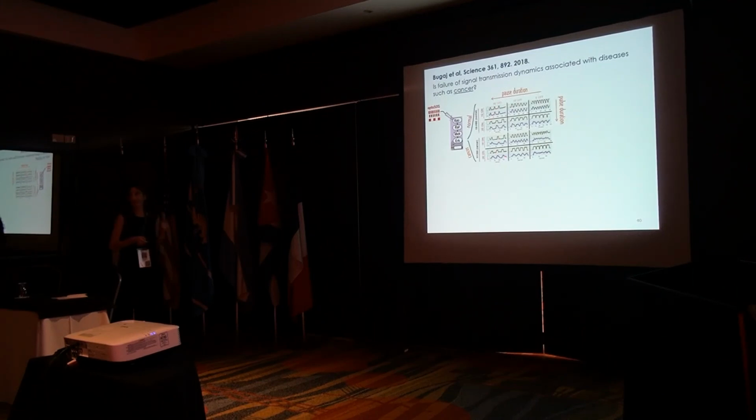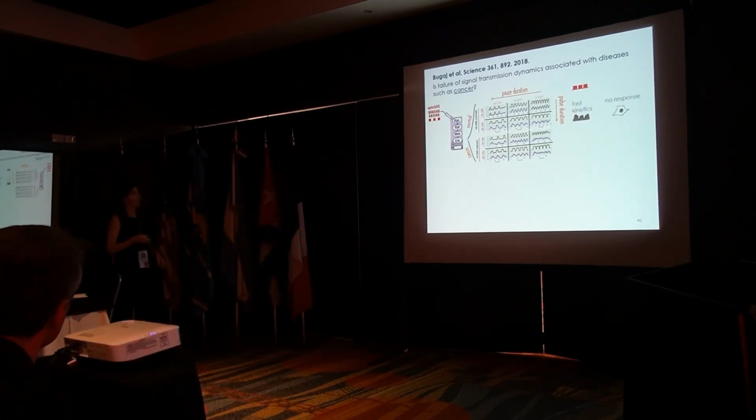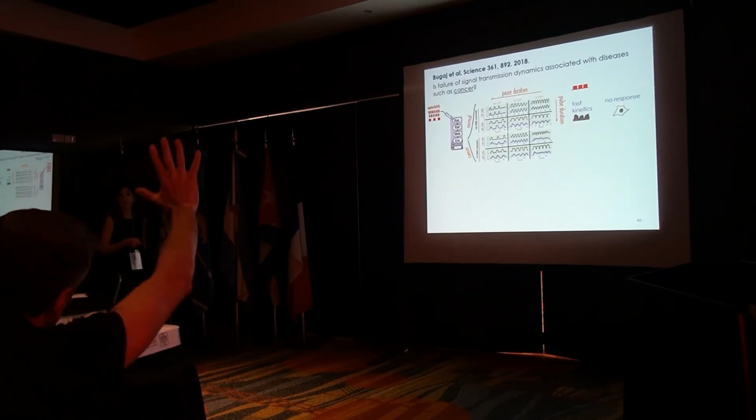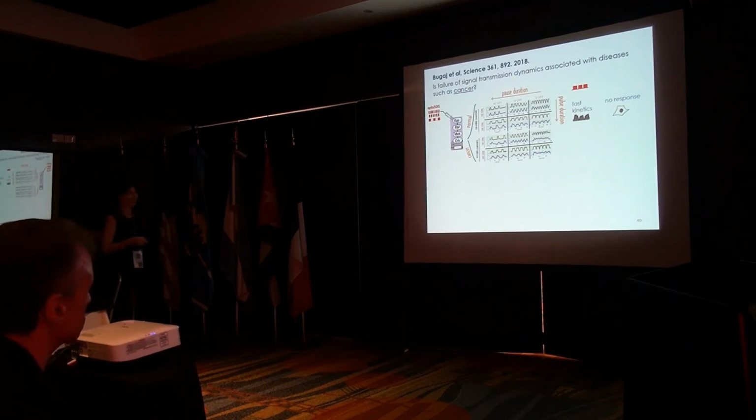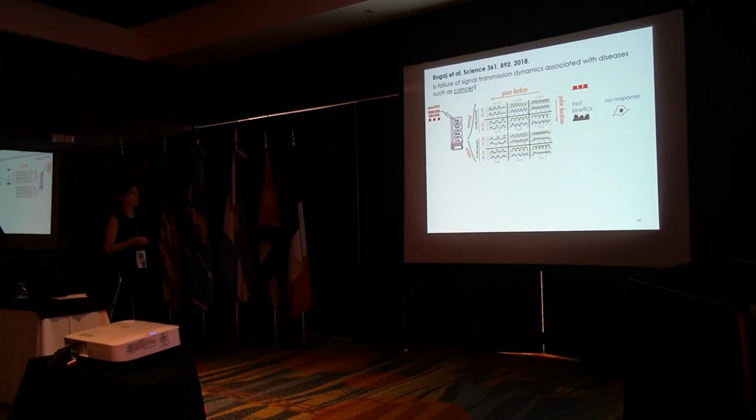The black traces you are seeing are the mean of several cells. So far we are working with the mean traces. We are on the way to trying to get individual traces. And what they got is the following. Normal cells have fast kinetics, 5 minutes, okay. And by activating ERK in this way, they have no response.